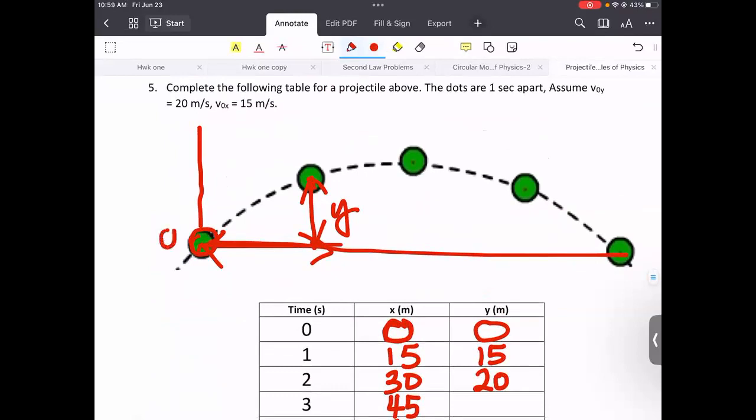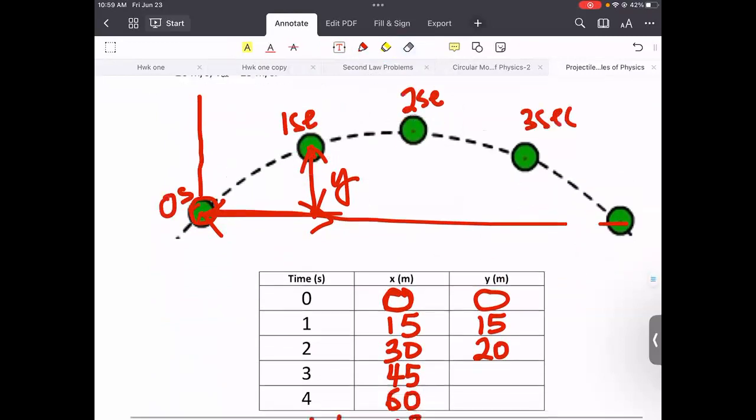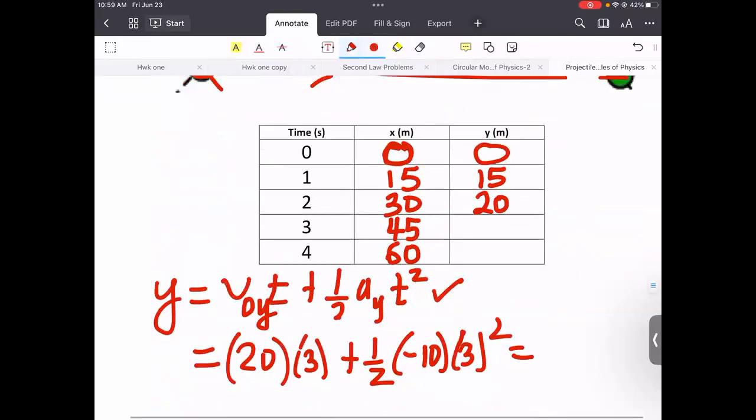This was 0 seconds, 1 second, this is 2 seconds, that was 20. Now I got 3 seconds, and here we get 15. So we are going down again. So the y will be 15 here.